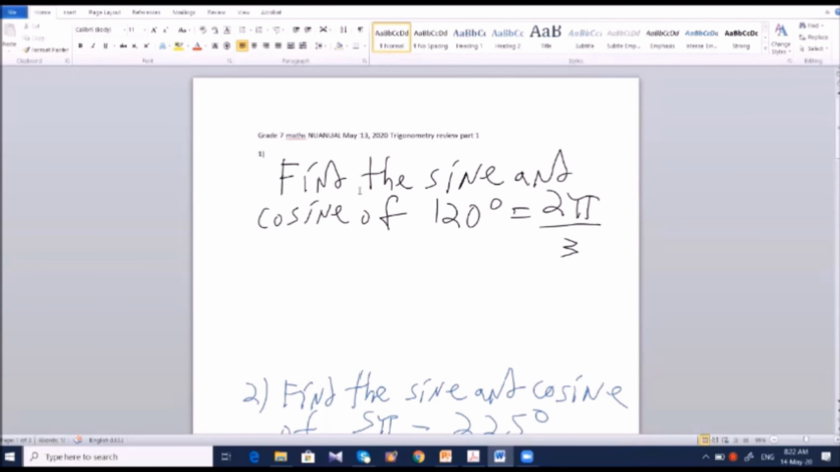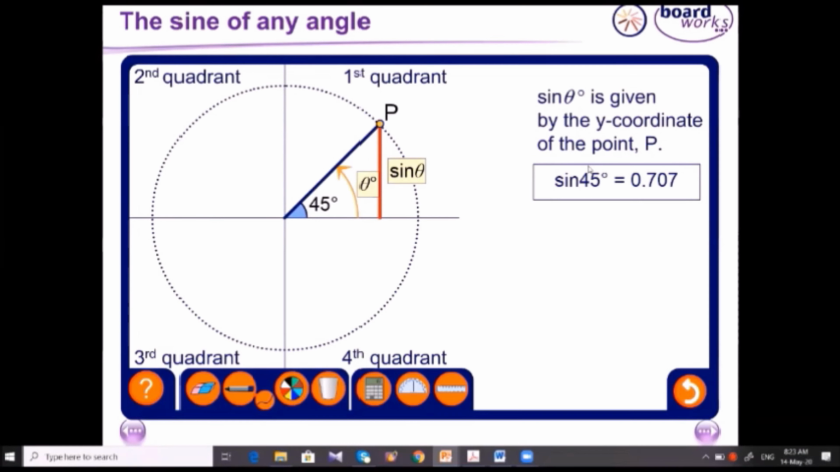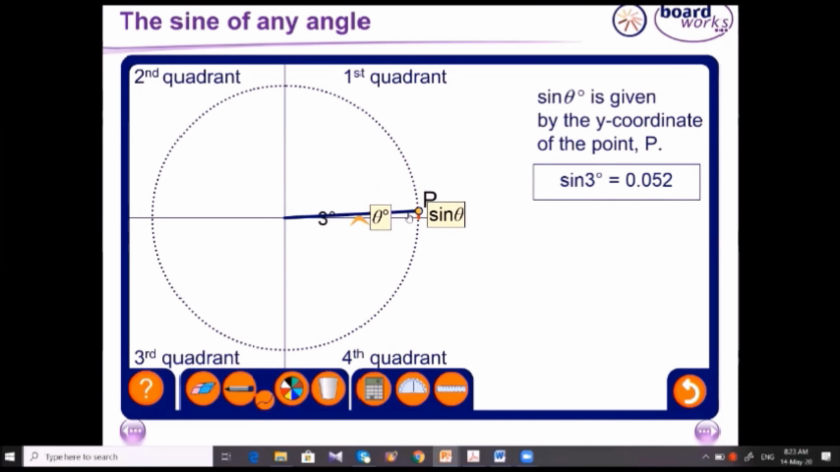The first problem was they wanted you to find the sine and cosine of this angle, 120 degrees, which is the same thing as 2 pi over 3. Look at this angle over here. If we start at 0, now I'm going to go up all the way to 120 degrees.